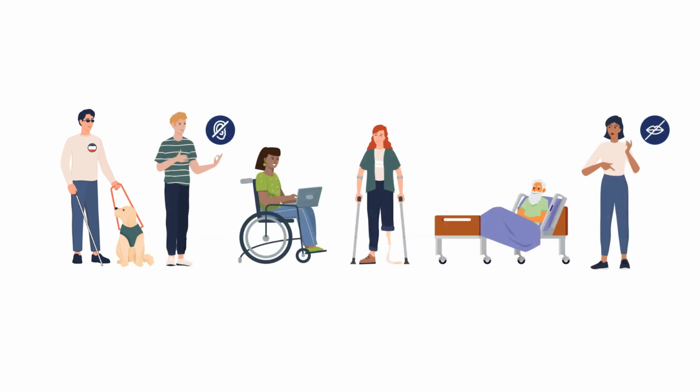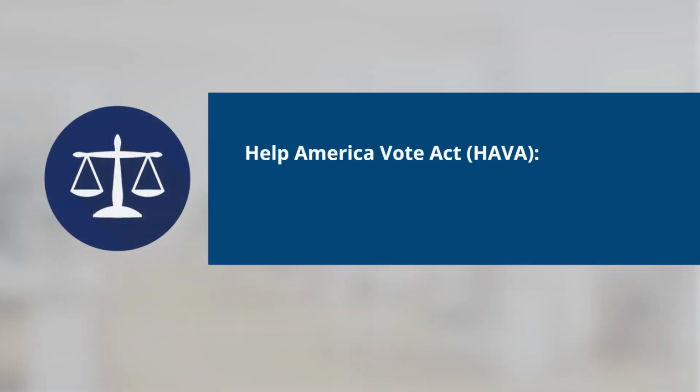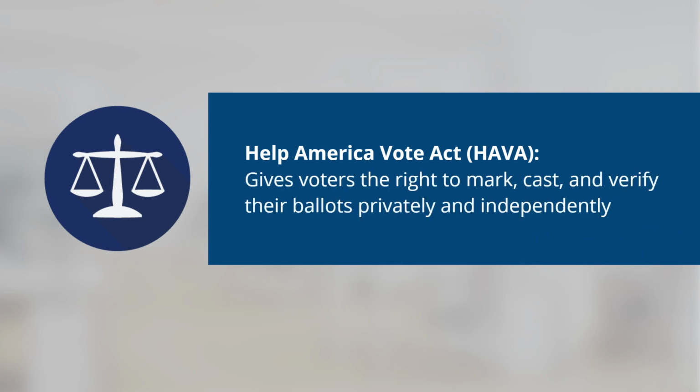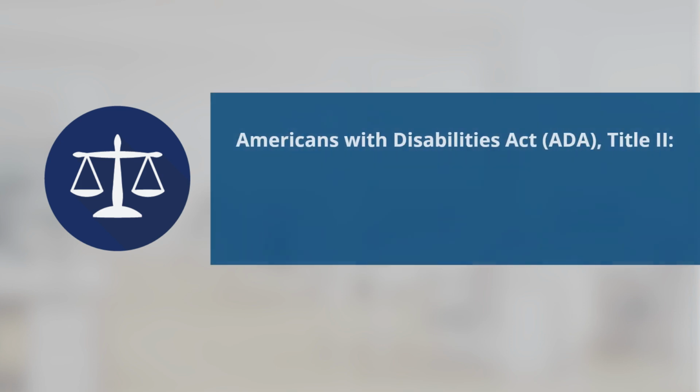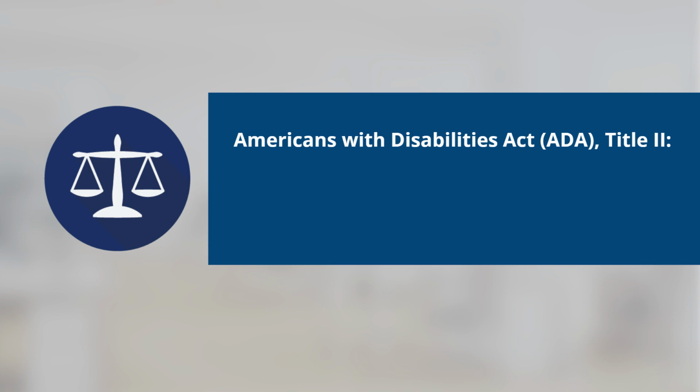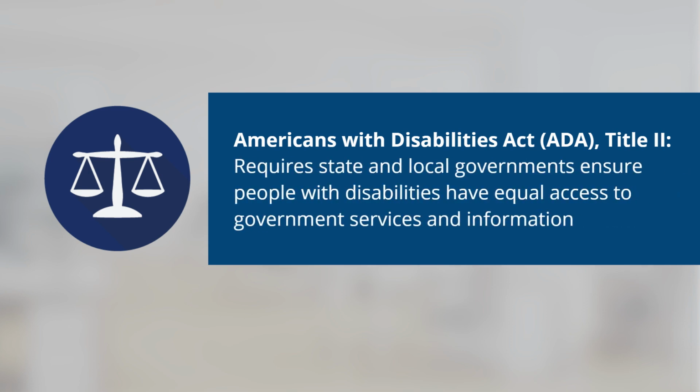These voters are protected by a number of federal laws, including the Help America Vote Act, or HAVA, which established the right for voters with disabilities to mark, cast, and verify their ballots privately and independently, and Title II of the Americans with Disabilities Act, or ADA, which requires state and local governments to ensure people with disabilities have equal access to government services and information.